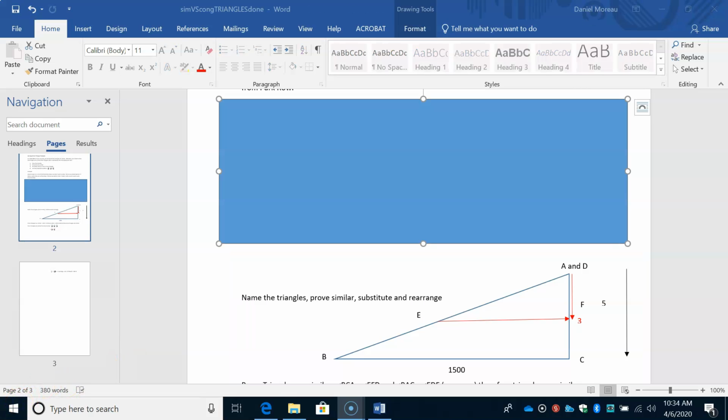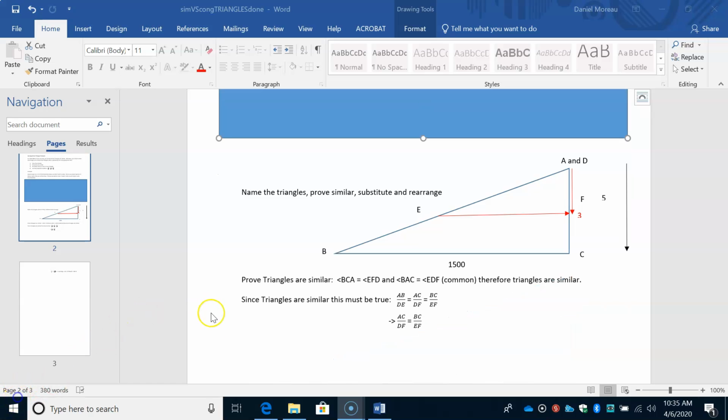The next step is to name it. Put the letters at the corners of the triangles. Now you have triangles that you can identify as being similar. Steps 2 and 3 tend to happen at the same time.